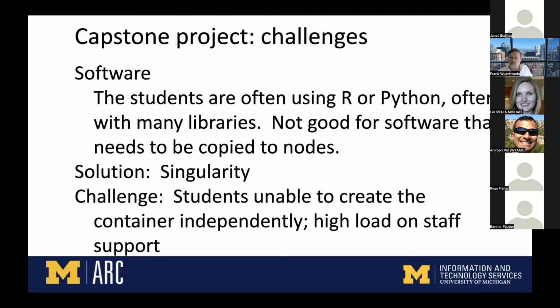One of the other challenges is the software. The students were using, one project used R, the other used Python. Both of them had many tens of libraries that needed to be installed. That's not a good scenario for Open Science Grid, where the software typically needs to be copied to the node that's going to run the code. So the solution to this was to use Singularity.